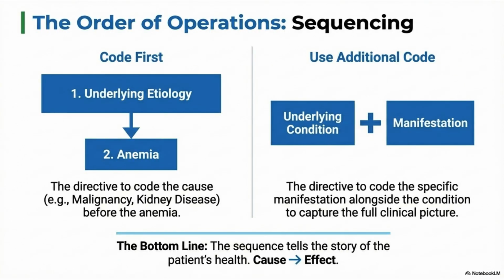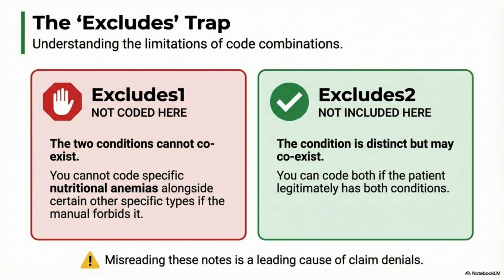Anemia coding follows a clear order of operations. Code the underlying etiology first, such as malignancy, CKD, or blood loss. Code the anemia as the manifestation. The guide explains, the sequence tells the story of the patient's health. Cause and effect. Understanding excludes notes is essential. Excludes 1 means the two conditions cannot coexist. Excludes 2 means the conditions may coexist and can be coded together. The document warns, misreading these notes is a leading cause of claim denials.